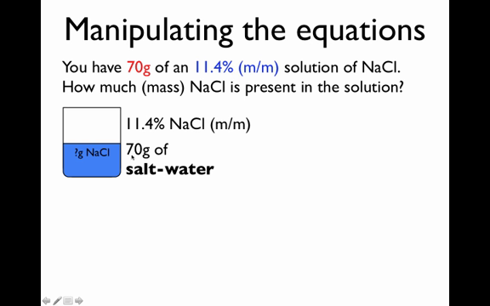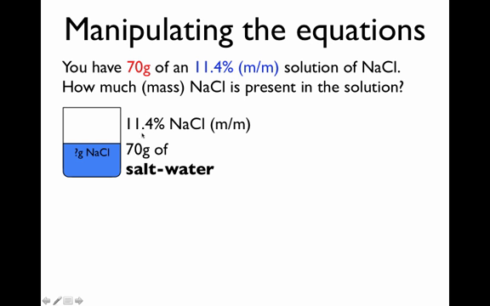So here's the situation. We have a liquid that is table salt. And in fact, we know how much it weighs. We know that the whole mixture weighs 70 grams. And so I'm saying it's 70 grams of salt water. We also know what the concentration is. We know that it's 11.4% table salt using the mass over mass method.